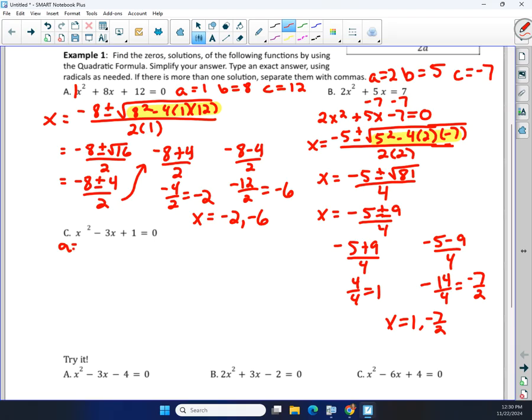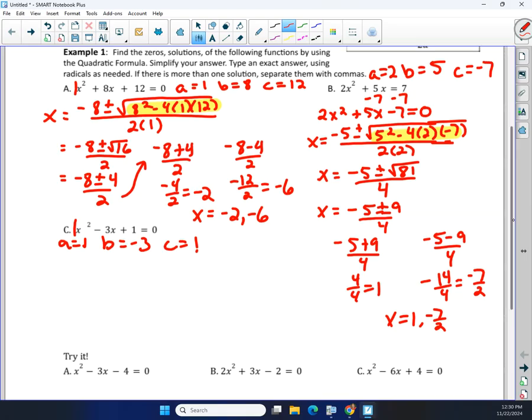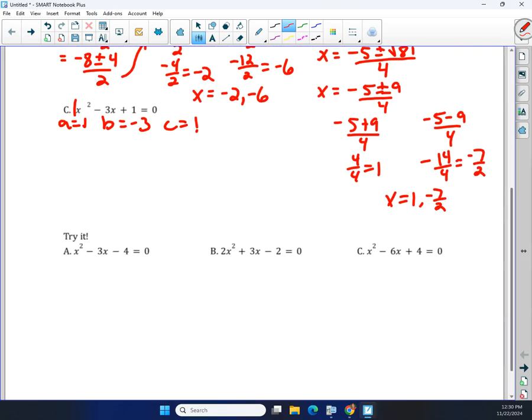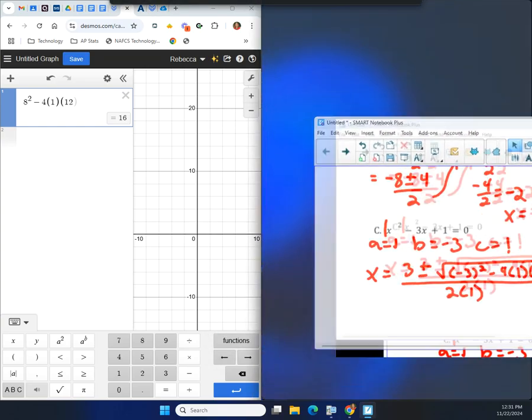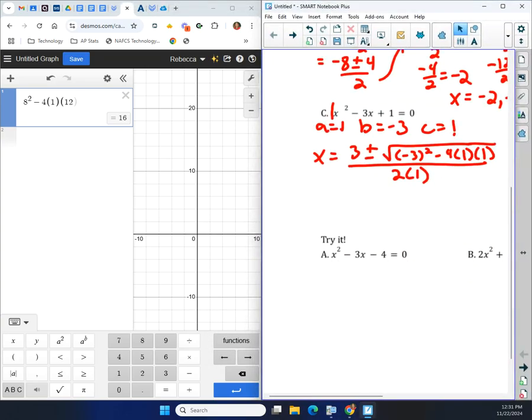A equals 1, because it is assumed 1. B equals negative 3, C equals 1. X equals negative b plus or minus square root b squared minus 4ac all over 2a. Now, I say negative in the song because it goes better, but truly, it could be the opposite of b, okay? And since b was a negative, the opposite of b is positive. The opposite of negative 3 is positive 3.